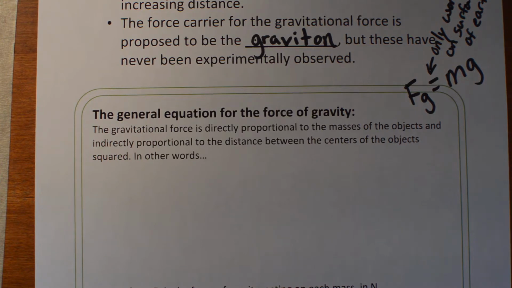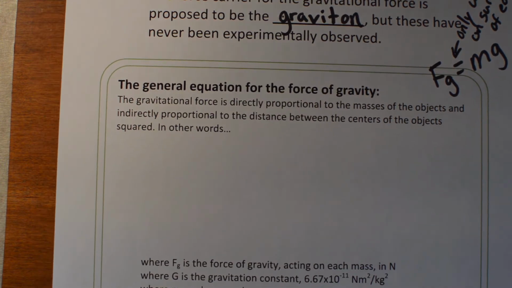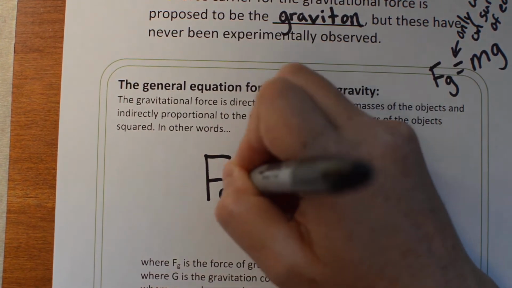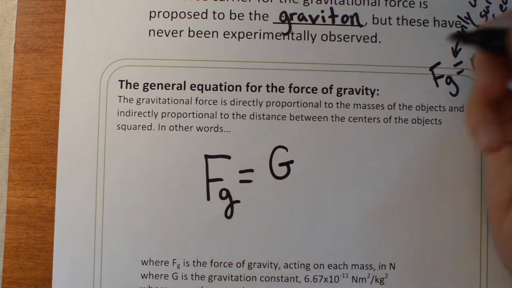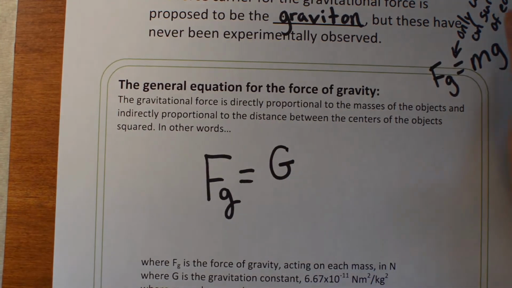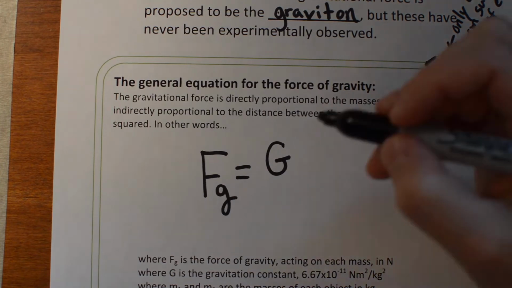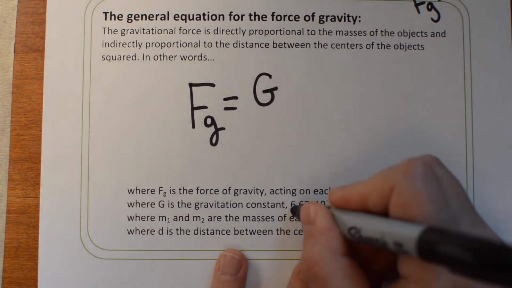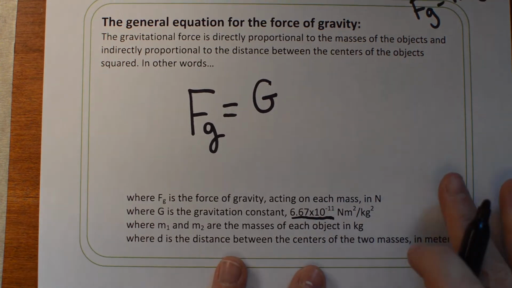So if we want to talk about the force of gravity in general between any two objects with mass, then we need a more general equation, and this is that general equation. So the force of gravity is this constant, big G. Big G is very different from little g, which is 9.8 on the surface of the Earth. Big G is 6.67 times 10 to the negative 11. So that's the gravitational constant there.